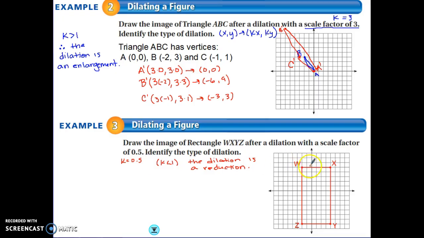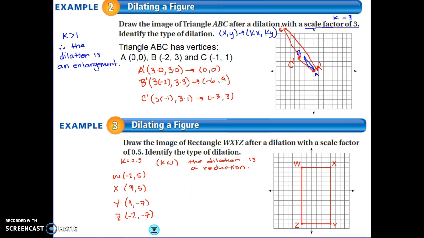So now looking at each of these coordinates, I need to find the ordered pairs. W looks like it's at -2, 1, 2, 3, 4, 5. So W is at -2, 5. X is at 4 for x and 5 for y. Y is at 4 for x and -7 for y. And Z is -2, -7.